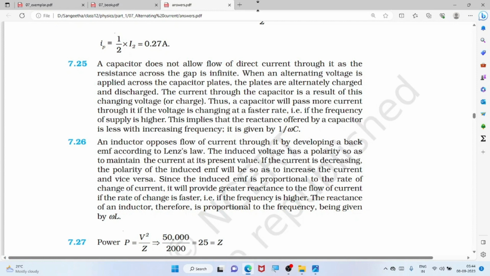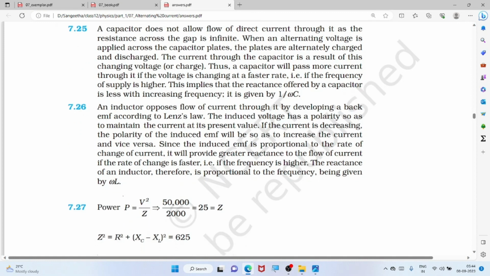Current through the capacitor is the result of this charging voltage, so the capacitor will pass more current if the voltage is changing at a faster rate, that is, if the frequency is high. If the frequency of the supply is higher, this implies lower reactance offered, because this is based on the simple formula omega equal to 2 pi f. If you increase f, then Xc will decrease. High frequency means more current. For DC it is like an open circuit. The same thing applies for the inductor also, but here it is not 1 by omega C, it is just omega L.